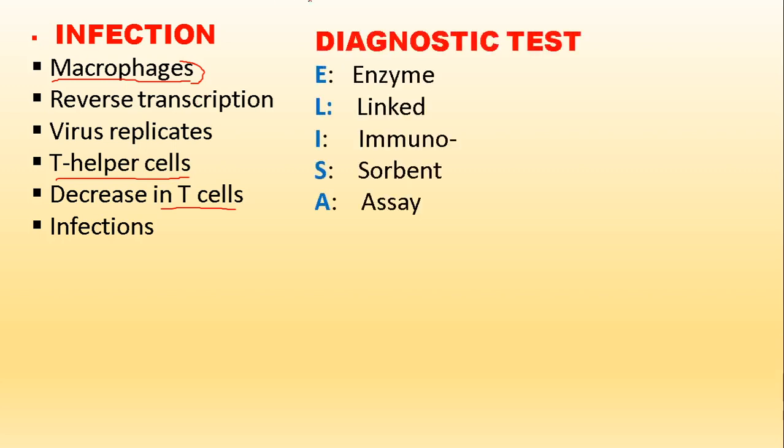Now, coming to the test, how can we detect that a person is suffering from HIV AIDS? The main test is ELISA, the enzyme-linked immunosorbent assay. It is based on the principle of antigen-antibody testing.